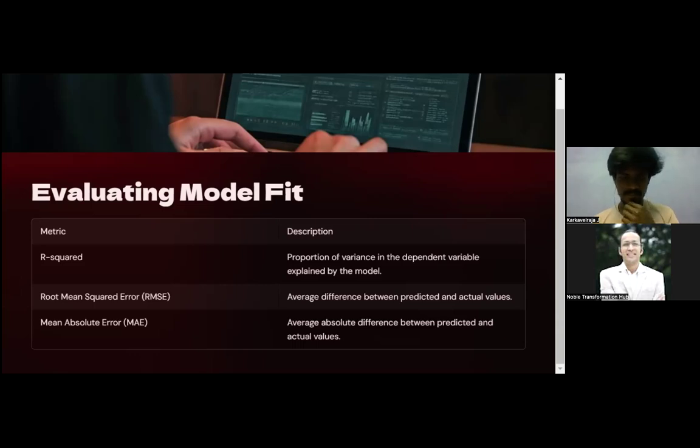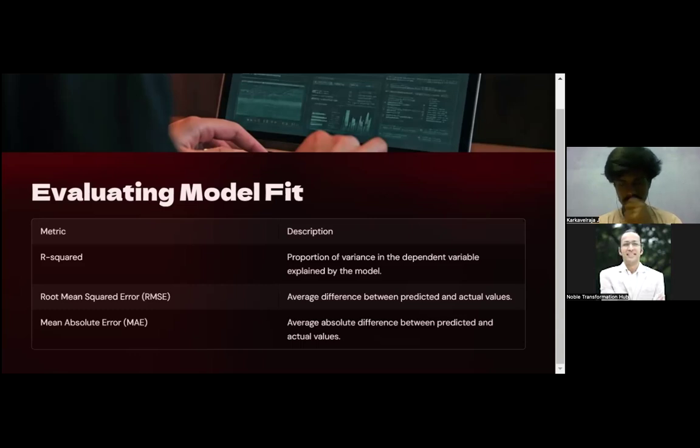So, evaluating model fit. For that we have metrics and we have descriptions here. R squared we use for evaluation when we are evaluating model fit. It is the proportion of variance in the dependent variable explained by the model. RMSE, root mean square error, is the average difference between predicted and actual value.